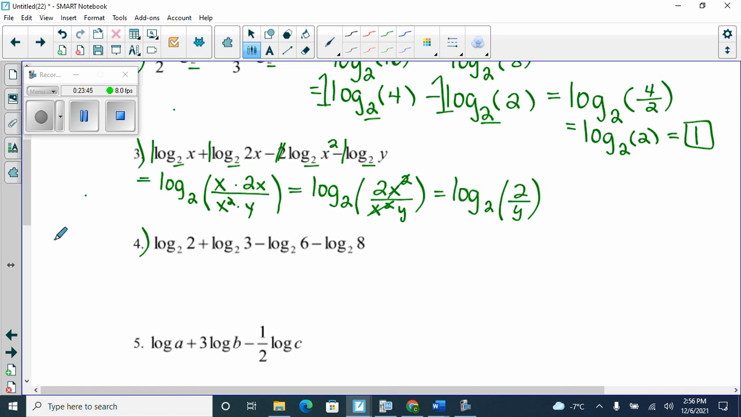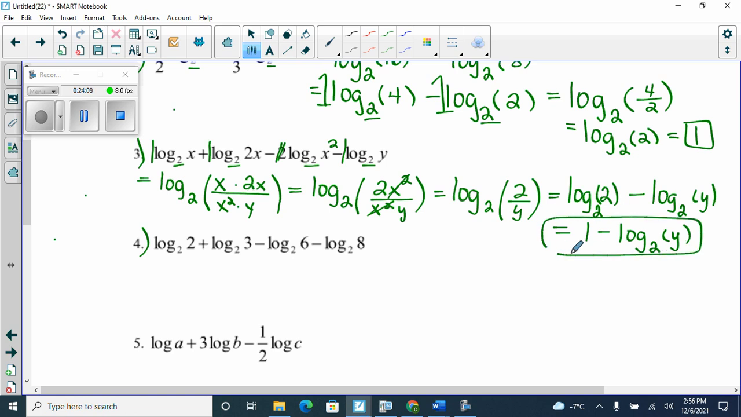If I separate these, I can actually make it more simplified or into a different version. So I can go log base 2 of 2 minus log base 2 of y. And then I get 1 minus log base 2 of y. Now which one's more accurate? The one that matches the multiple choice or the numeric response. That's more accurate. Honestly, that's going to be your problem. You're going to have to try and match their answers. Correct?